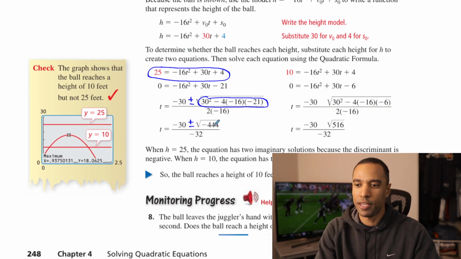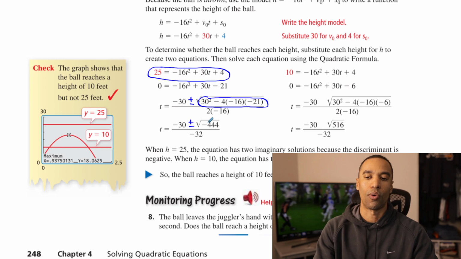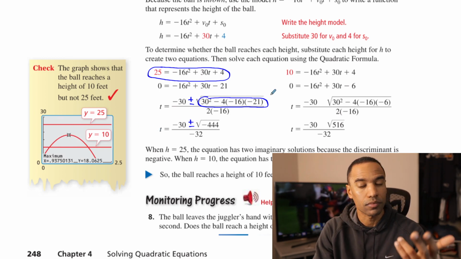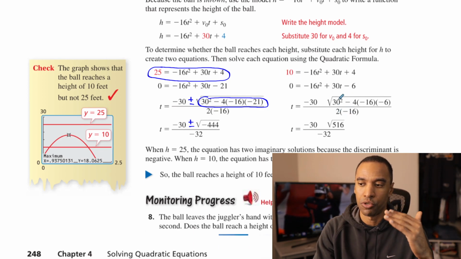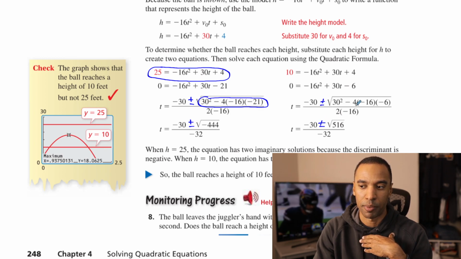Does it reach 25 feet? With the discriminant of negative 444, no, it doesn't reach that height. A discriminant that's negative means no intersection, no solution. You can kind of see where that parabola does not hit that line. Does it reach 10 feet? Set the height equal to 10, subtract the 10 over, use the discriminant. Again, they go whole quadratic formula. The discriminant's all that matters for me, right?